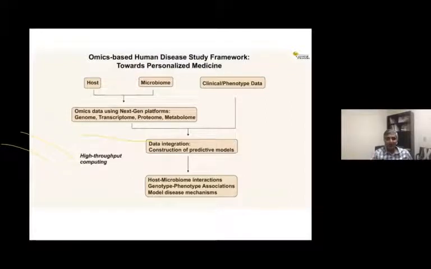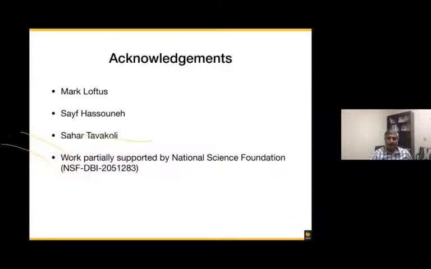And that's really been the goal of some of the research that my group does and has been doing in the last few years. And so that's where I'm going to end.